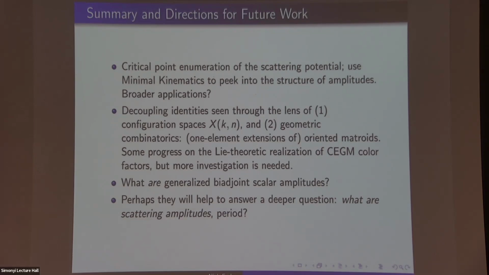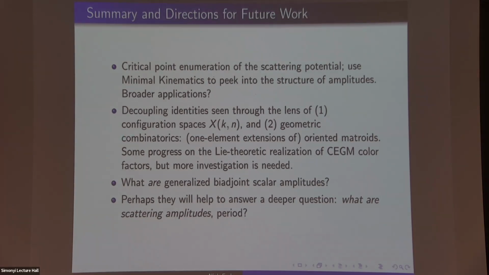So, critical points of the scattering potential: we looked at minimal kinematics to peek into the structure of amplitudes, and ask, are there broader implications for scattering amplitudes? What does minimal kinematics mean for the tropical Grassmannian? It's some sort of projection. We're introducing some linear relations among the x's, but some sort of projection of the tropical Grassmannian.